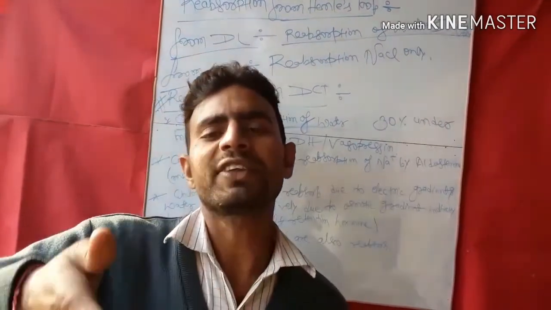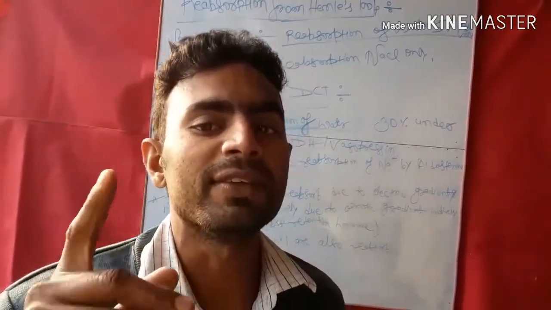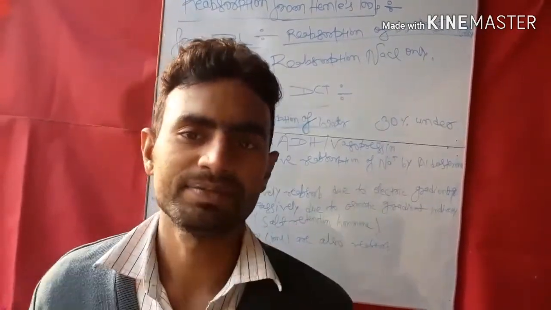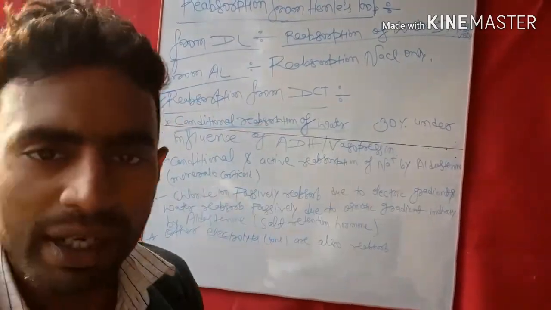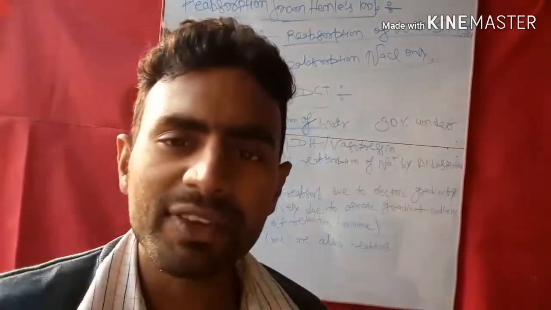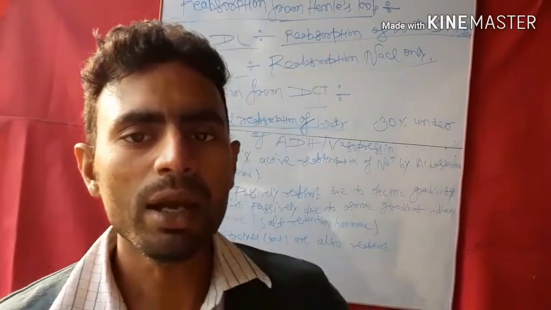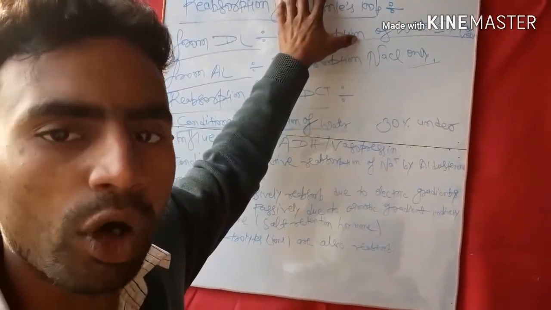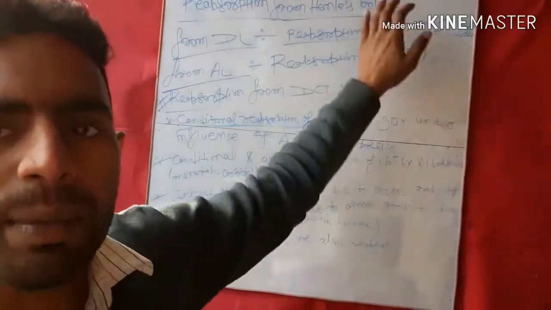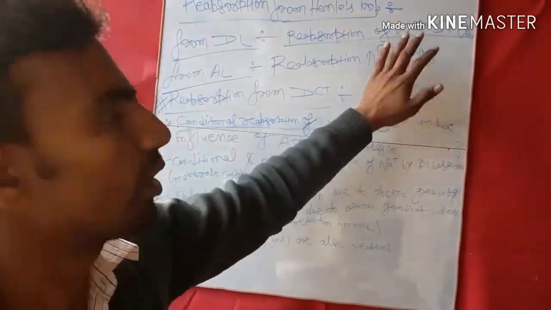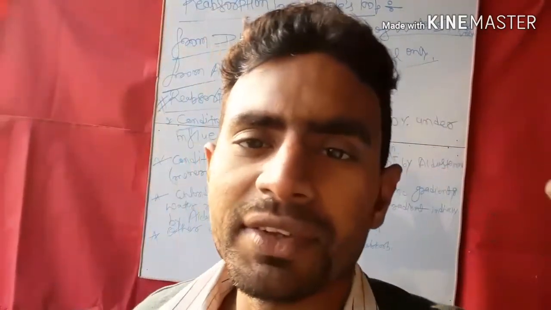And from the ascending limb of Henle's loop, reabsorption of NaCl only. Can you see here that from the ascending limb, reabsorption of NaCl, sodium chloride only, and from the descending limb, reabsorption of water 5% passively. And from the ascending limb, reabsorption of NaCl only.